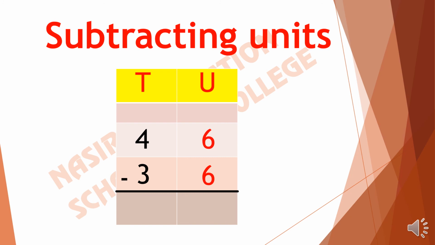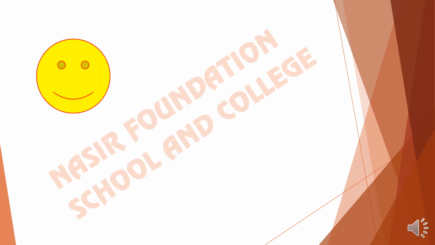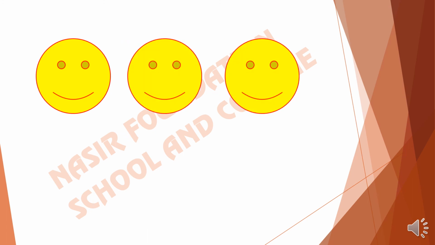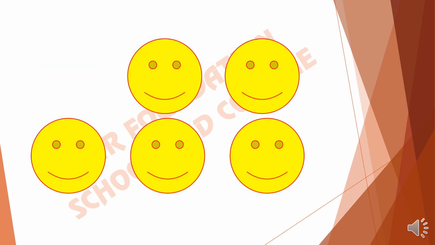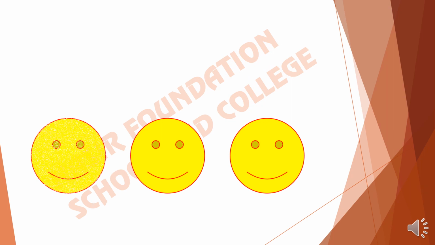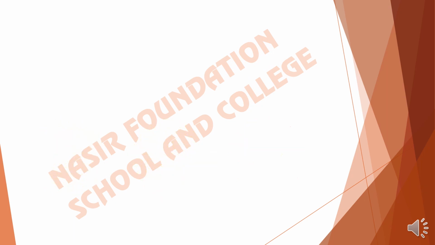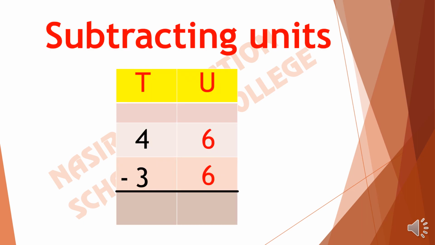First of all, we subtract the units. We have to subtract 6 units out of 6 units. If we subtract the same number, what answer will we get? 1, 2, 3, 4, 5, 6. Out of 6, if we have to subtract 6, 1, 2, 3, 4, 5, 6, we are left with 0. It means if we subtract 6 out of 6, we are left with 0. We will write 0 in units column.